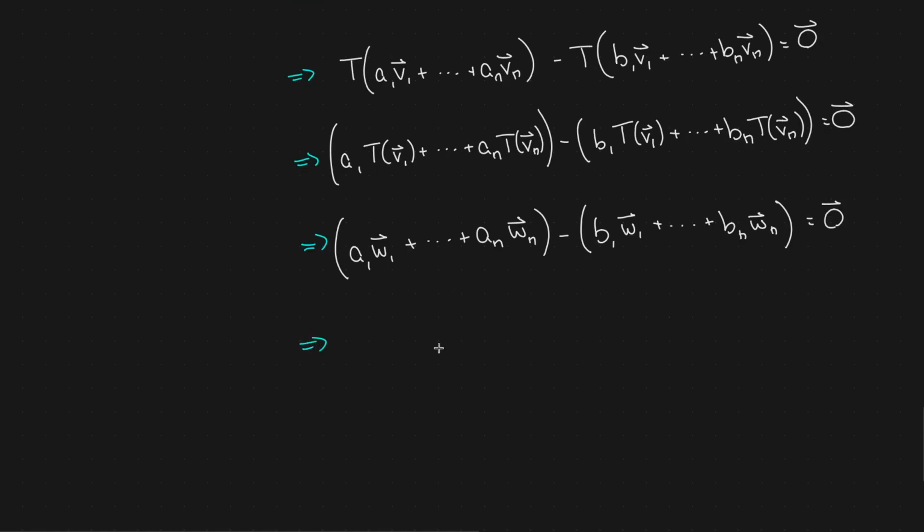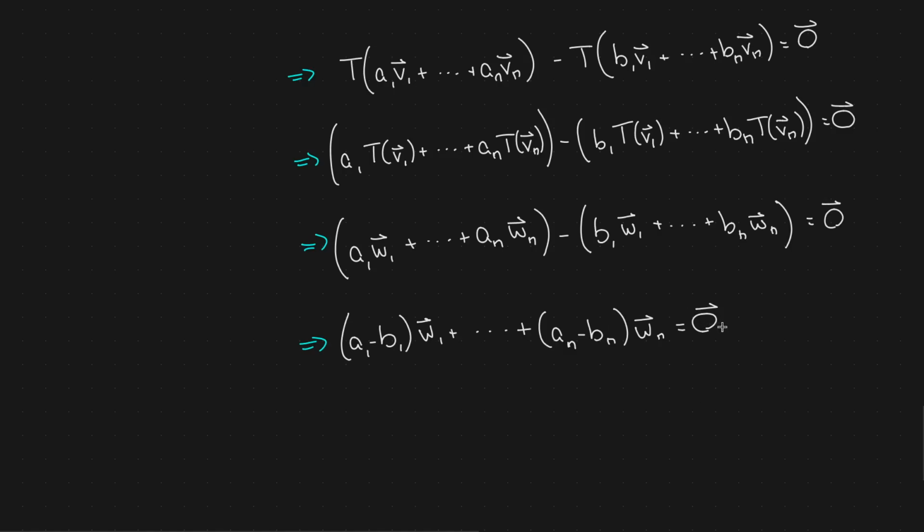And now what we're going to do, we're just going to combine like terms. So a1 w1 minus b1 w1, I can combine their like terms. I get (a1 minus b1) w1. And I'm going to keep on doing that until I get to the last term, an wn and bn wn. Combine those terms, I get (an minus bn) wn equals the 0 vector. Okay?